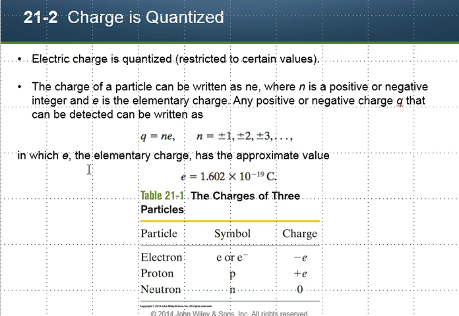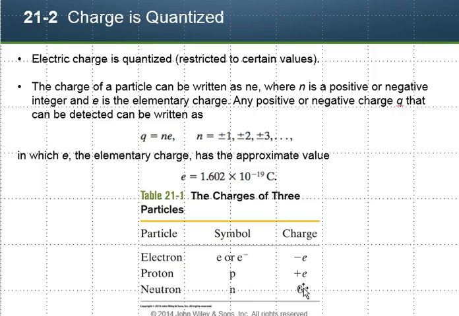All right? That is the charge. The negative of that is the charge on the electron. The positive of that is the charge on the proton. Electrons, protons, and neutrons, which are neutral, make up all ordinary matter.